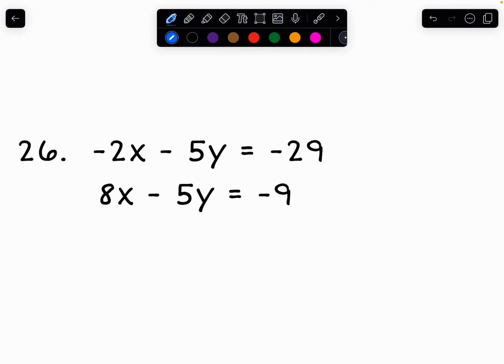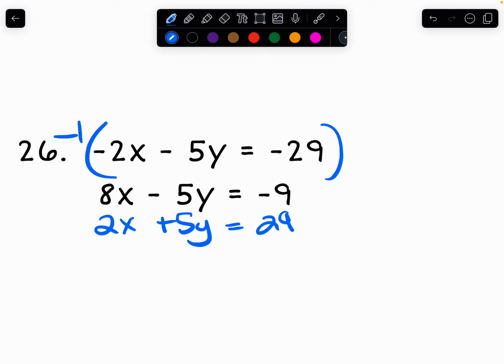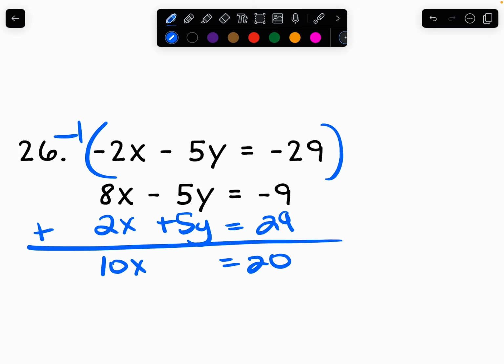Okay. So my question is, they're not opposites of each other, but the negative 5 and negative 5, they're the same. So how could I get them opposite of each other? What I could do is multiply this whole thing by negative 1. If I did that, I would get 2x plus 5y equals positive 29. And now I'm going to add these two equations together. Get 10x, that's going to go to 0, and that's going to go to 20. Divide by 10 and get x equals 2.